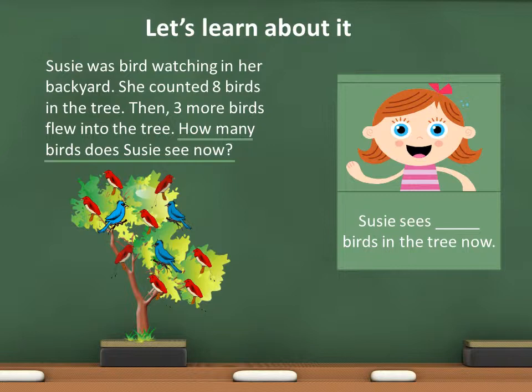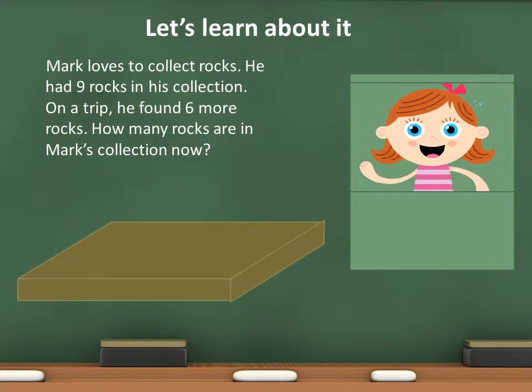You want your sentence to be specific, referencing back to the question, so that you have a focus for your problem-solving efforts. Notice how the sentence explains that Susie sees a certain number of birds in the tree, which accounts for the birds she already saw and the birds that flew into the tree later.